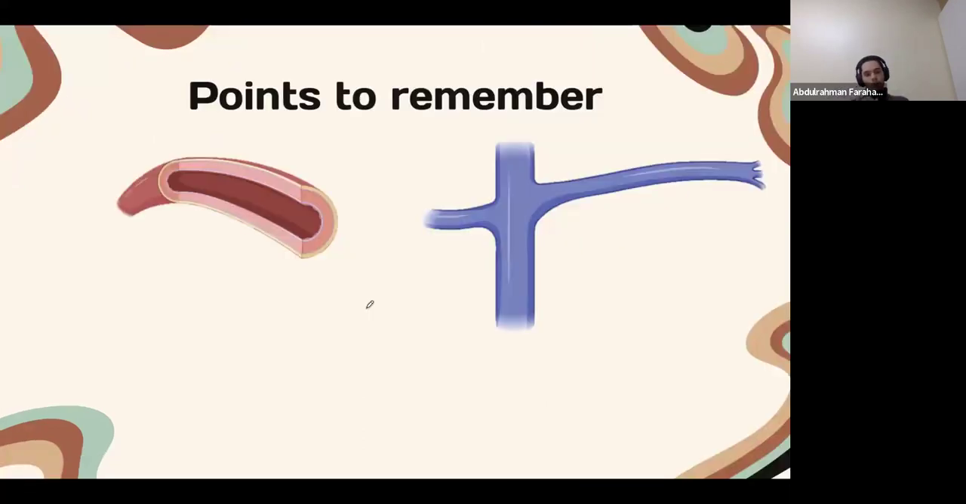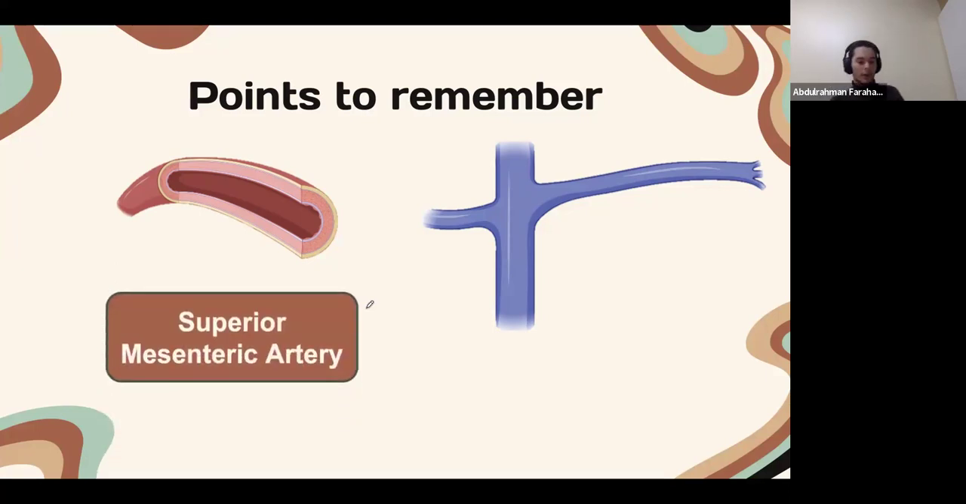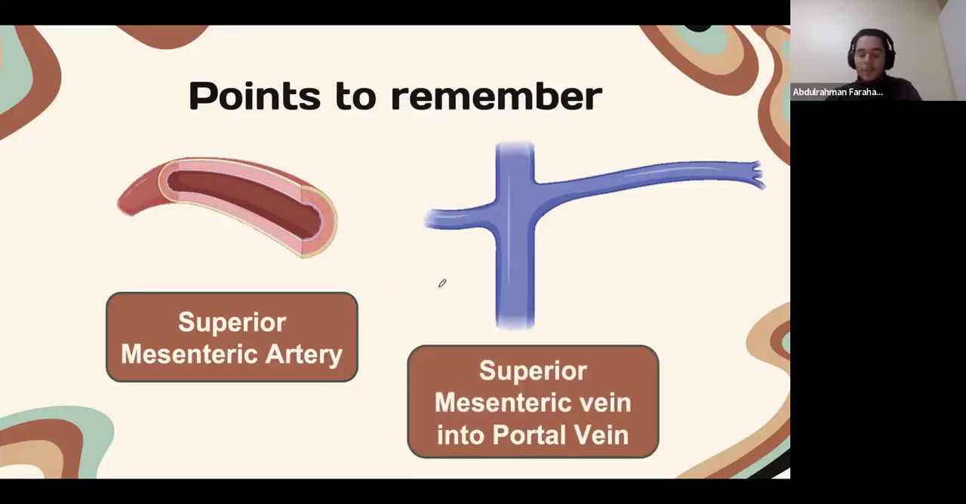So we'll speak about the vascular supply and the innervation. So for the vascular supply, we have the artery, which would be the superior mesenteric artery, a direct branch from the abdominal aorta, and the vein. Does anybody know what vein that would be? Okay, so that would be the superior mesenteric vein. And eventually that vein would drain into the portal vein.